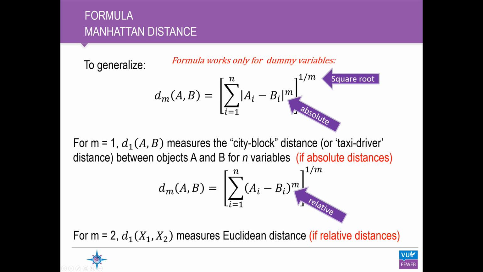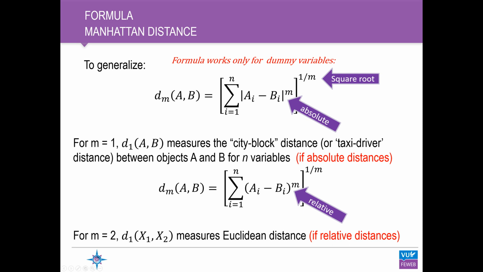So this only works for dummy variables, because they are numeric, they are only differing 1 point. So it means that a minus b is always 1 or 0. You take the absolute difference, so that means that the negative values are excluded, but you don't square them. You just remove the negative sign. Then you sum it for all the variables, and then you take the square root. Well, in this case, m is 1, so this doesn't do anything. And you take the sum of these differences between the 2 points. So this is the Manhattan distance.